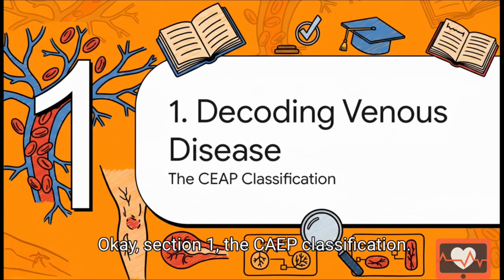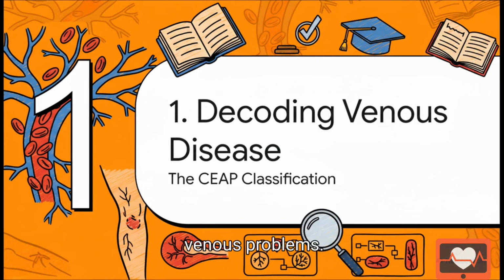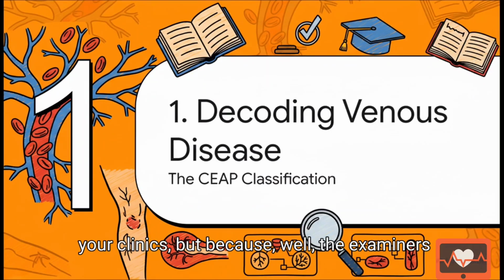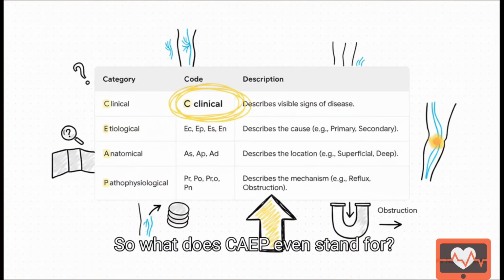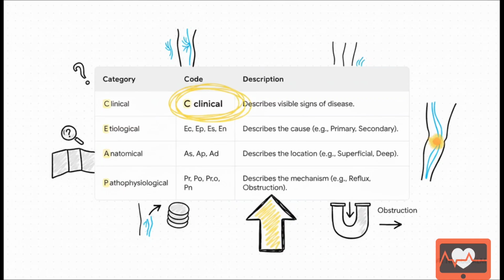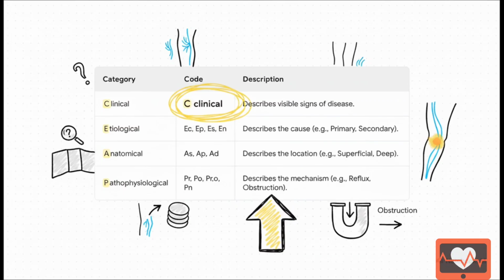Okay, Section 1, the CEAP classification. So think of CEAP as the universal language for venous problems. You absolutely have to know this, not just for your clinics, but because, well, the examiners are obsessed with it. Let's get into it. So what does CEAP even stand for? It's clinical, etiological, anatomical, and pathophysiological. Basically, it tells the entire story of the patient's condition.